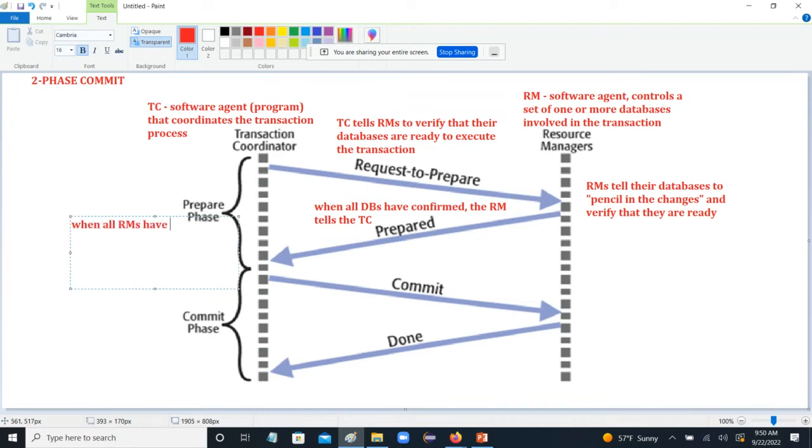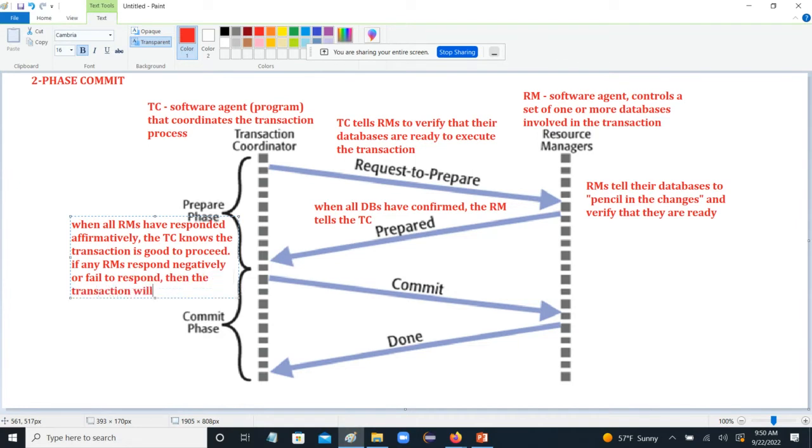when all RMs have responded affirmatively, that means they can do it, right? That means yes. When all resource managers have responded affirmatively, the transaction coordinator knows the transaction is good to proceed, right? If any RMs respond negatively or fail to respond, then the transaction will be aborted, right? They say, nope, or it'll time out, right?